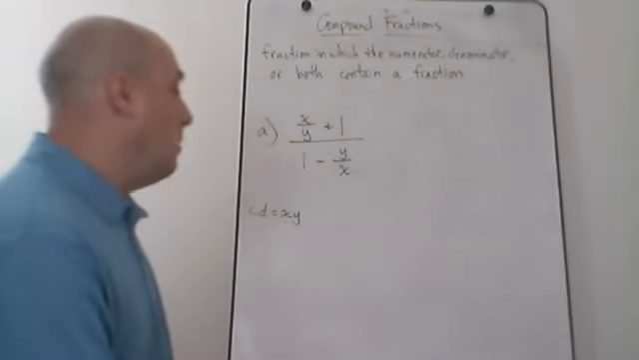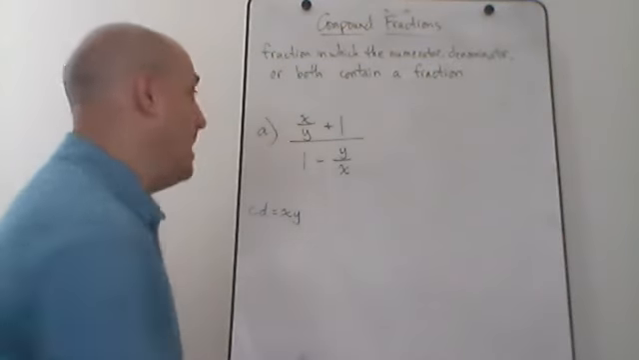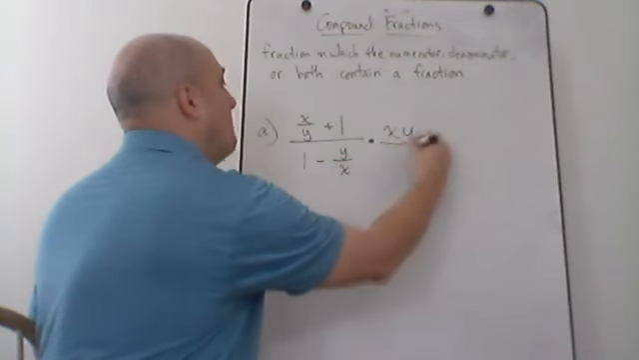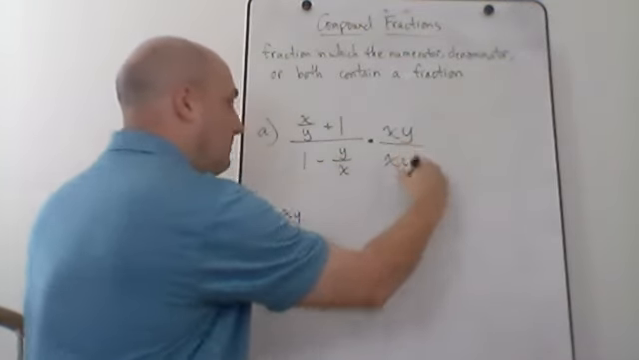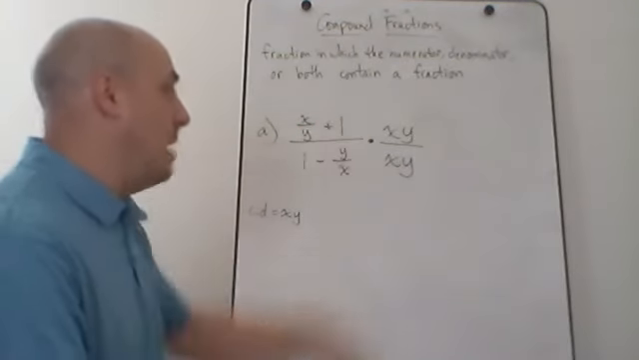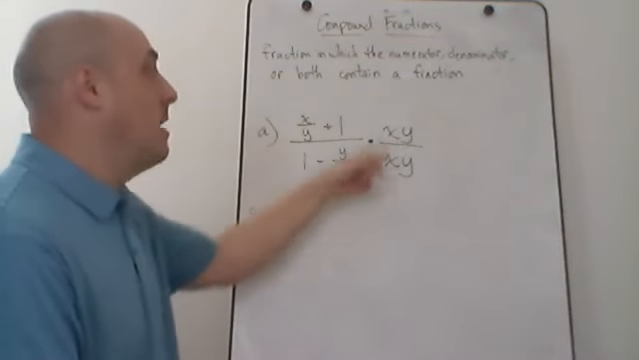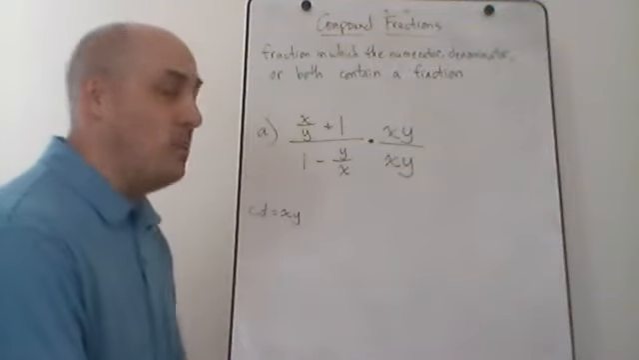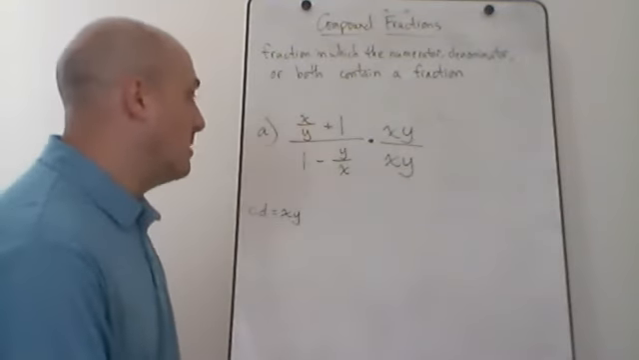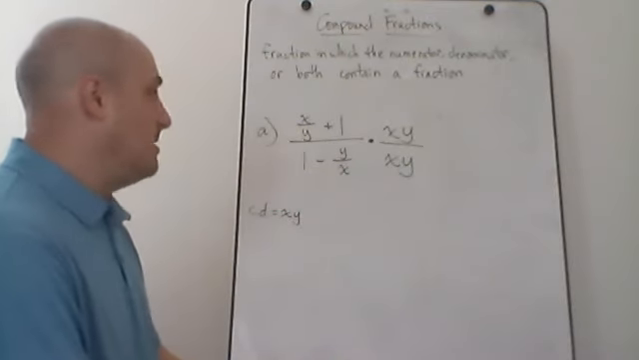What I do then with that common denominator is multiply it times the numerator and denominator of my bigger fraction. Remember, I'm allowed to multiply the same thing on the top and the bottom of a fraction, because multiplying by xy over xy is just multiplying by 1. It doesn't change the value of my overall expression. So when I do that, let's see what happens.